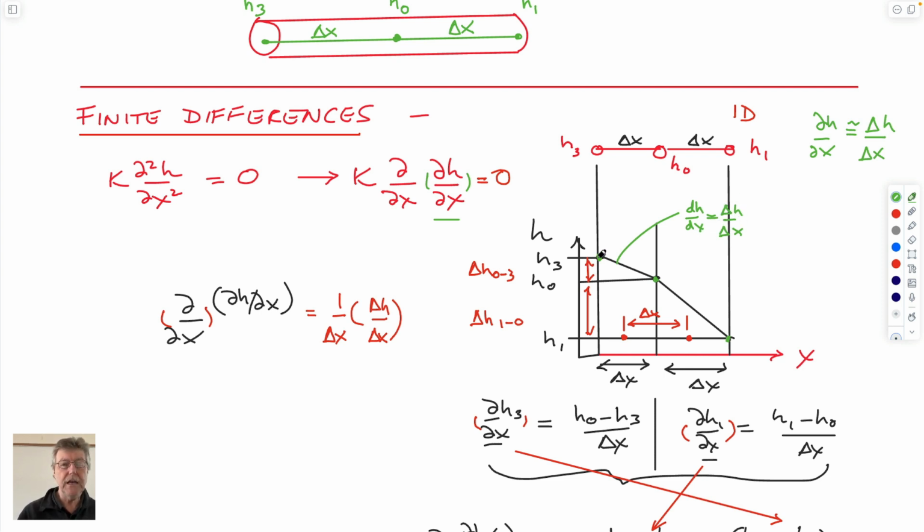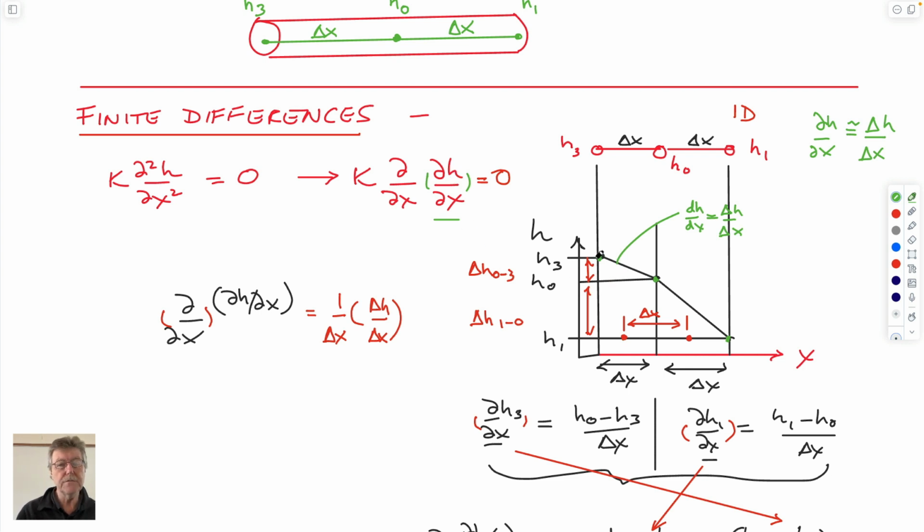So you look at a change in head from upstream to downstream, delta h, and you look at how long it takes for that head to change, delta x, and the ratio dH dx is just the ratio of those two lengths. They're both lengths in this particular case. And so if you want to get this derivative, you can calculate it here.